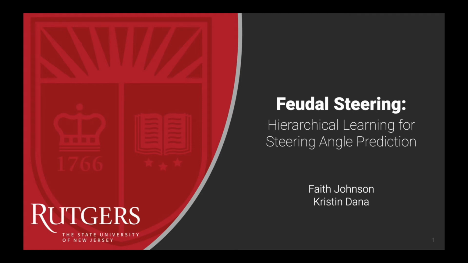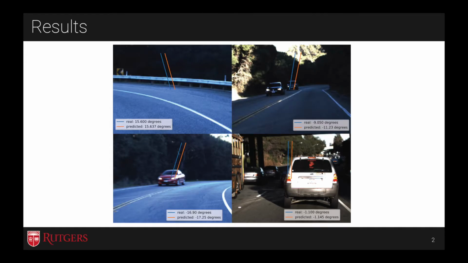My name is Faith Johnson, and today I will be going over Feudal Steering, Hierarchical Learning for Steering Angle Prediction. In this work, we use feudal networks for steering angle prediction. The basis of this method comes from hierarchical reinforcement learning, where there's a network hierarchy based on temporal abstraction.